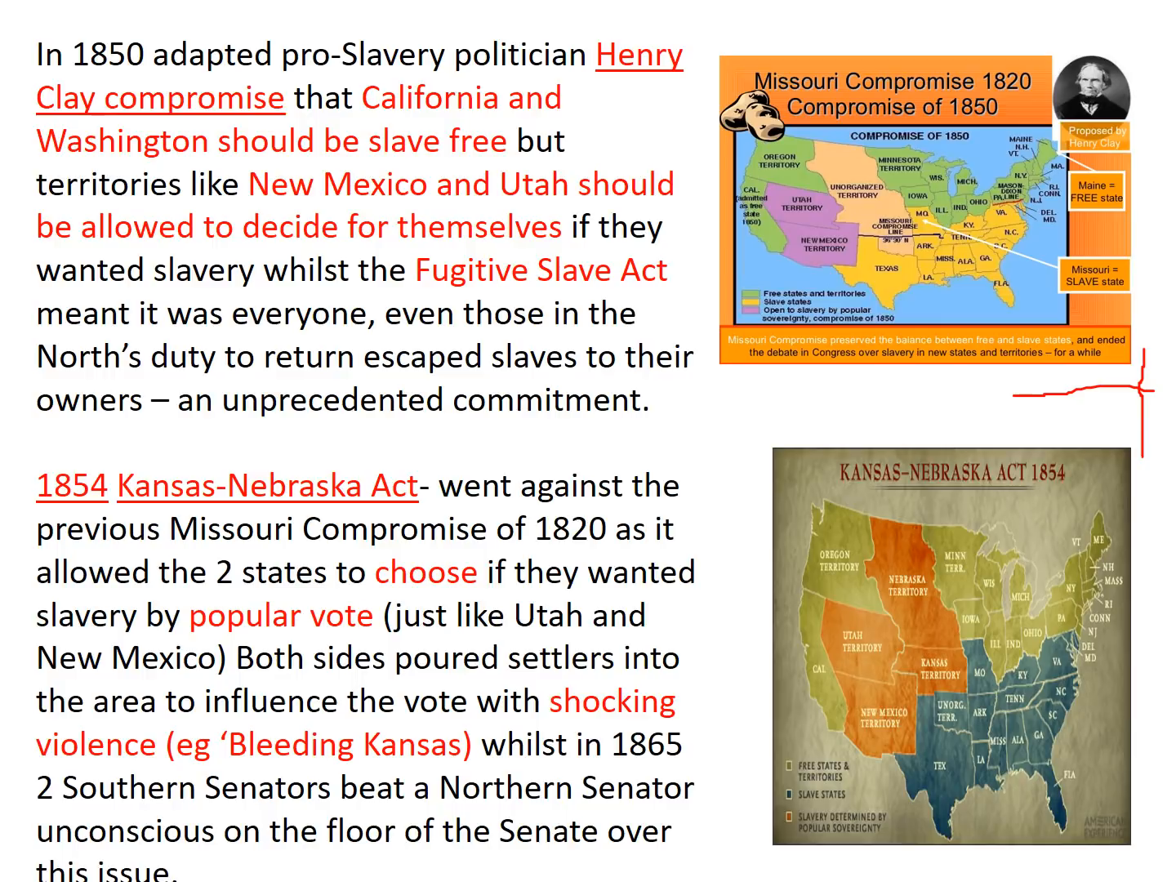And the violence even continues into politics. It's a bit later on in this, but 1856, two Southern senators beat a Northern senator unconscious on the floor of the Senate over this issue. So over this issue of where slavery goes, we get a fight back from the South.